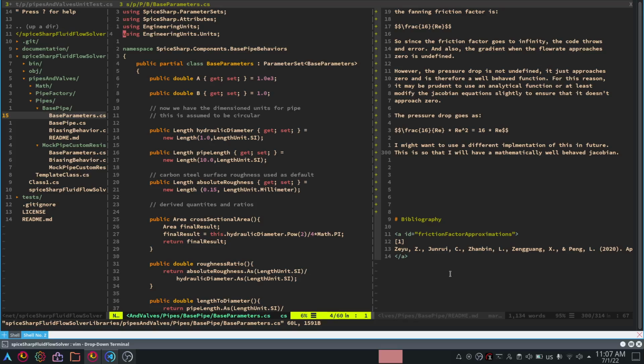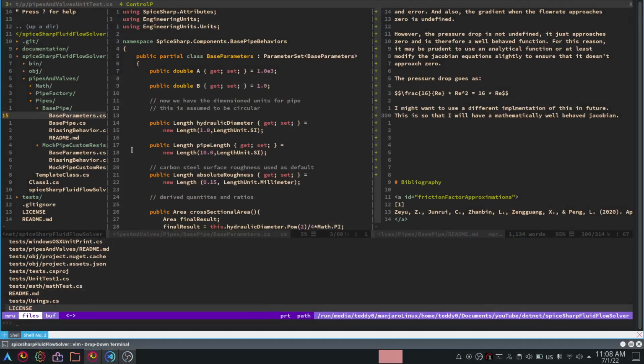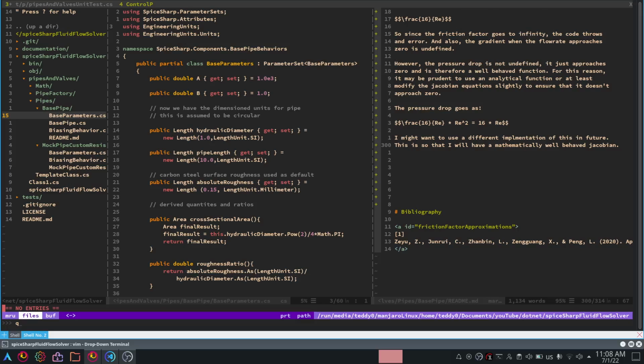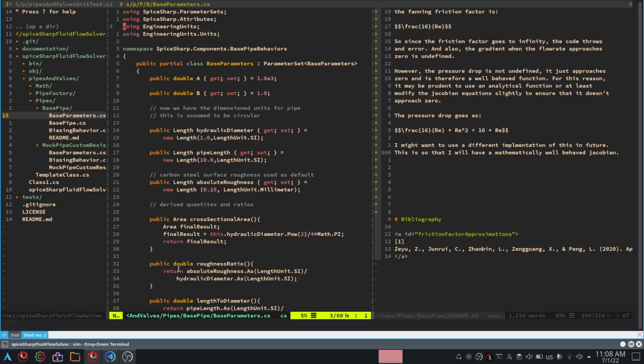Base parameters is done using the EngineeringUnits package. Yeah, it's done using the EngineeringUnits package. And what the EngineeringUnits package does is force you to use units.